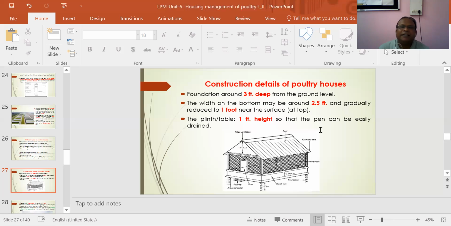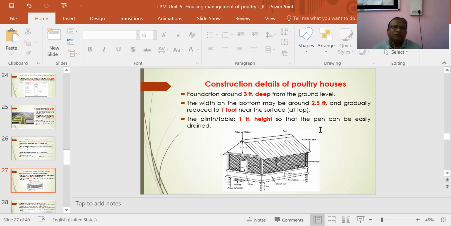Now the construction details of the poultry house. At the poultry farm, what are the dimensions of the different structures, or the criteria for construction of poultry houses? In any building, there is a requirement of foundation, plinth, wall, roof, door, and window, just like this type of structure for construction of a poultry shed.